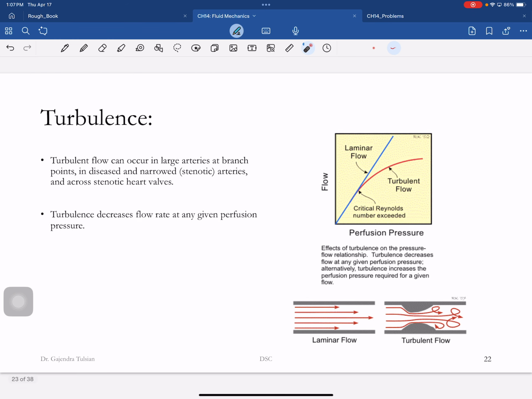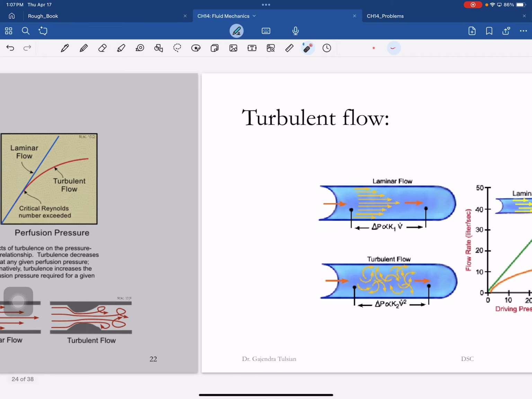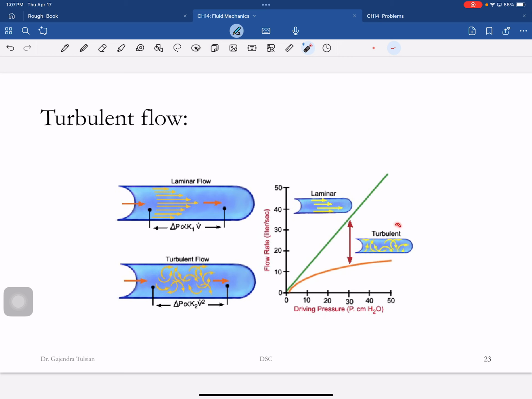Okay, so this graph tells you this is the perfusion pressure, that is the pressure difference you maintain between two ends of a pipe. And this is the flow rate. If the flow becomes turbulent, so this is plaque in your arteries and stuff like that, then for a given pressure, when the flow is turbulent, the flow rate decreases. If the flow is laminar, for the same pressure, you have a higher flow rate. So turbulence is not good most of the time.